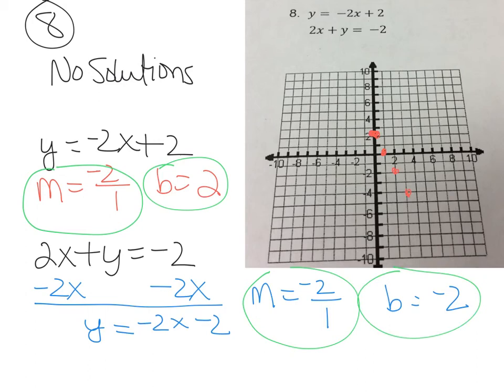All right, so when I go to graph this second equation, I'm going to go down to negative 2 and put a point. Then I'm going to go down 2, right 1, down 2, right 1. I could have gone up 2, left 1. And if you notice, the two lines are never going to cross, which means they're parallel, which means the answer is no solutions.